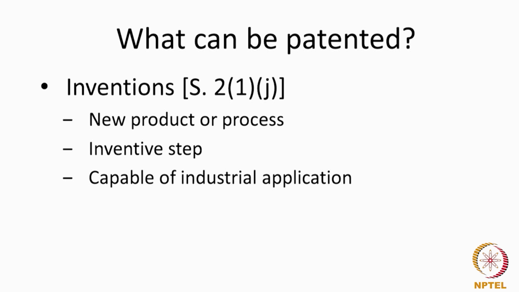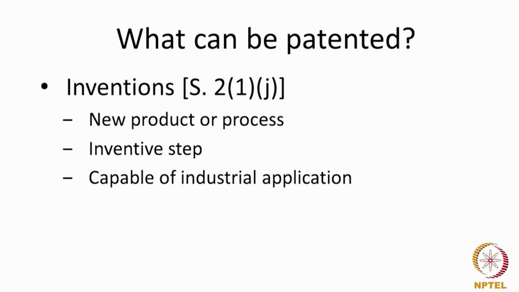Now we'll explain inventive step in some detail soon. And the invention should be capable of industrial application. This is largely called the utility requirement. Inventive step is also called the non-obviousness requirement, the fact that the invention should not be obvious to a person skilled in the art. We will be looking at these definitions in some detail soon.